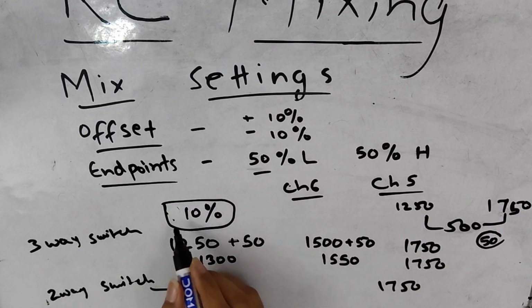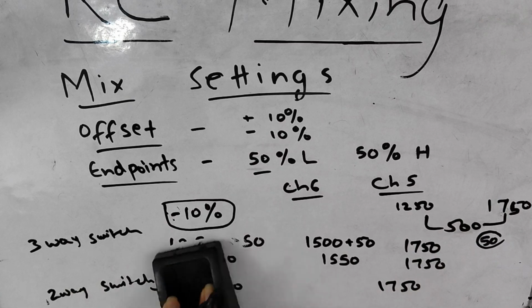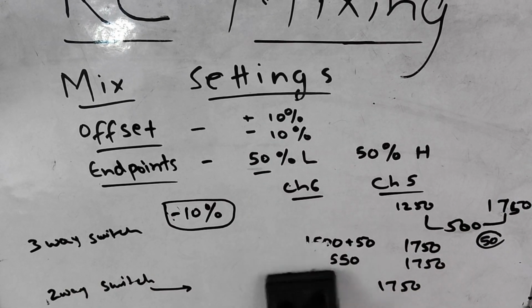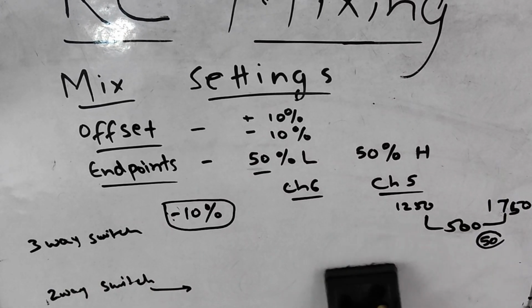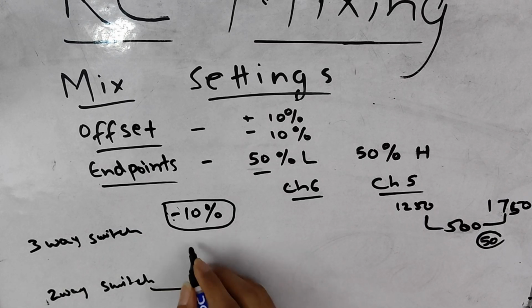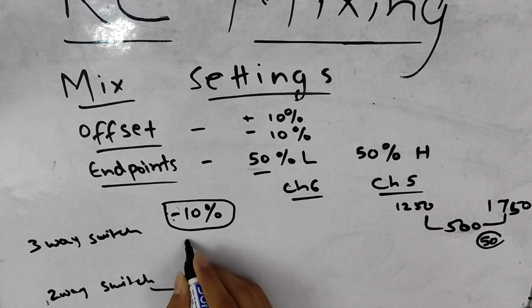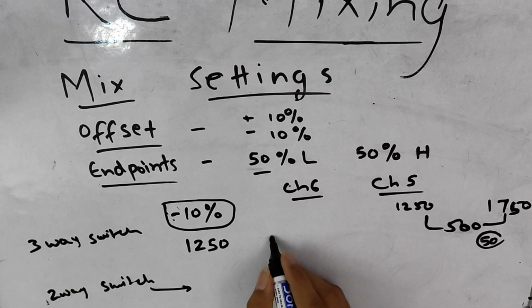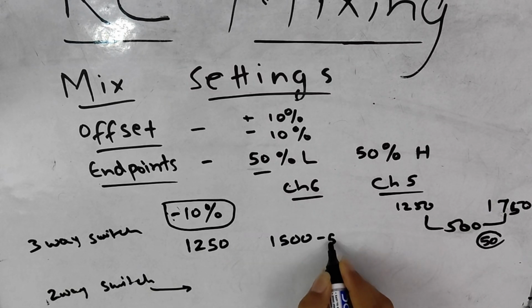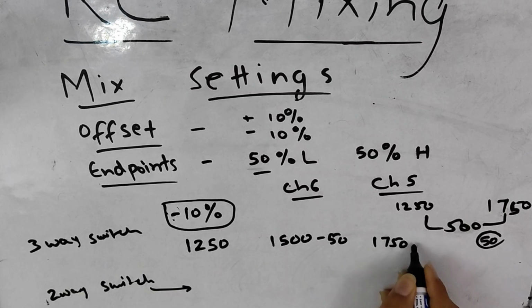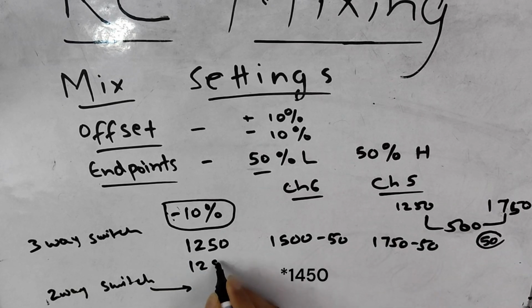Once we shift the offset to minus 10% for endpoints 50%, we have to subtract 50, and since 1250 is already at one extreme, we'll be subtracting it from 1500 and 1750. That would give us 1250, 1450 and 1700. So there's a mistake here, it's not 1550, it's 1450.